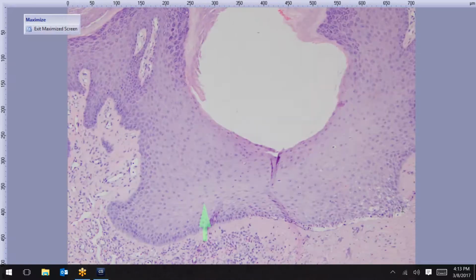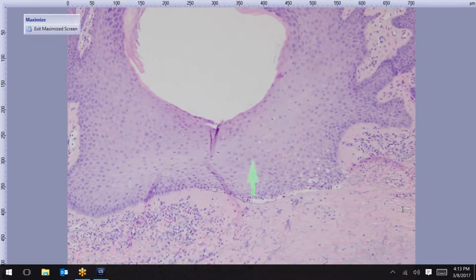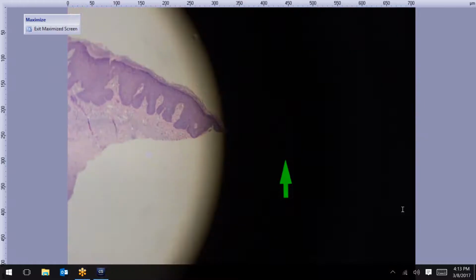And as a subtle thing, you will sometimes see these little scattered necrotic keratinocytes like you do right here. That's just the pressure effect of laying on that repeatedly.